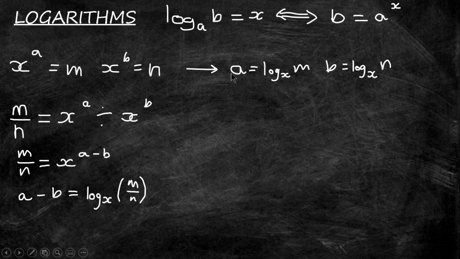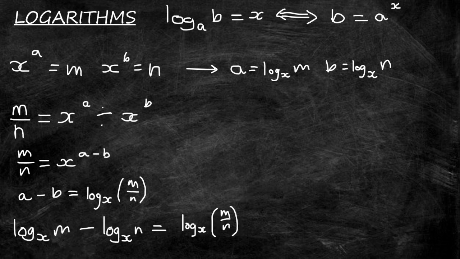And again, we already know what a and b can be written as, so we can substitute those into the statement here to say that log base x of m minus log base x of n is equal to log base x of m divided by n.